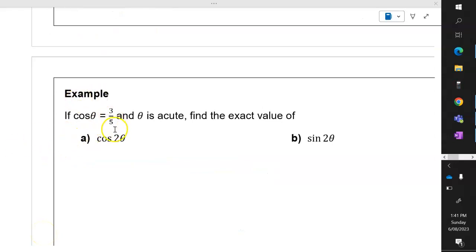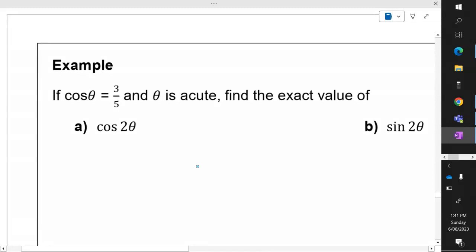Okay, so here's our first example. Cos of theta is 3 over 5. Theta is acute, so theta's in our first quadrant. Find the exact value of cos of 2 theta. 2 theta is a double angle.